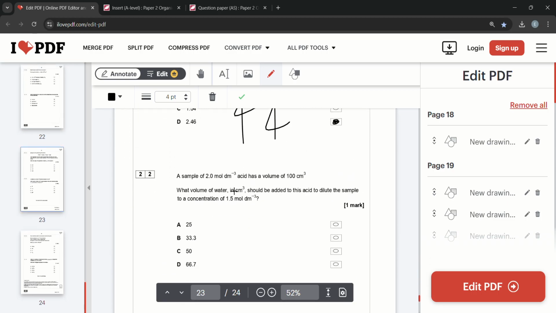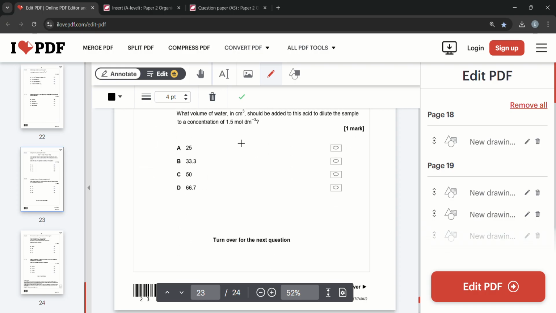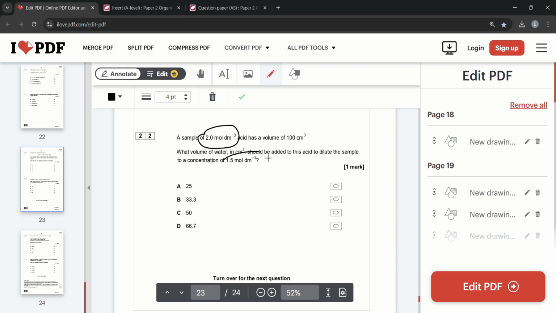It says a sample of 2 cm³ volume of this. What volume should be added to dilute the sample to a concentration of this? So the sample of this has the volume of this. So you can see the concentrations. How much have we decreased by? Well, if we do 1.5 divided by 2, we're timesing by 0.75. 2 times 0.75 will give us 1.5. So we're timesing by 0.75. Therefore, we need to do 100 times 0.75, which is 75.